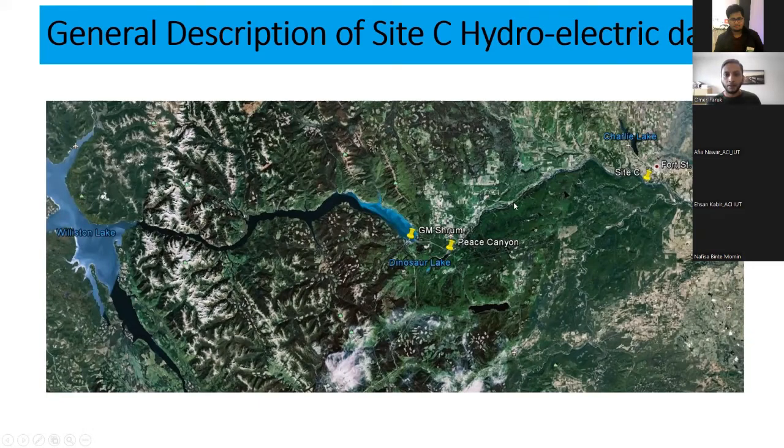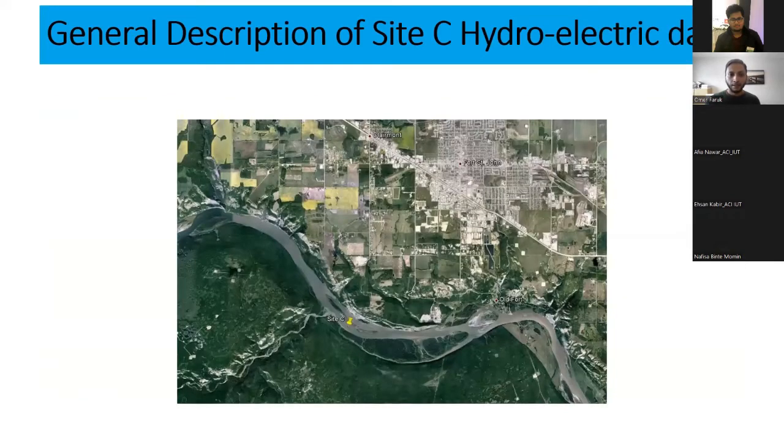Moving further to the right of the screen, we can see the third pin, which is Site C, near Fort St. John, which will be the third hydroelectric dam on the Peace River. Then we can see a close overview. We can see the Site C pin at the bottom of the screen, and it is located near Fort St. John, where I live right now.